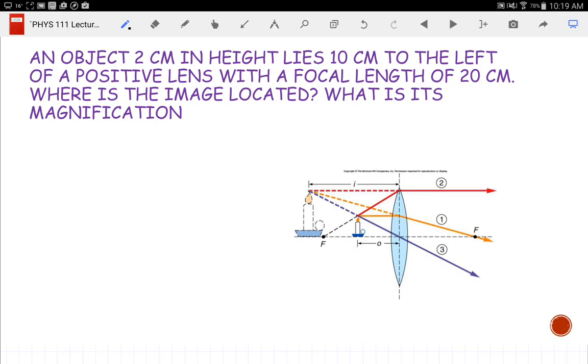Okay, this is not a clicker question. This is just to work out the problem. An object 2 centimeters in height lies 10 centimeters to the left of a positive lens. What does it mean to be a positive lens? Converging. With a focal length of 20 centimeters. Where's the image and what is its magnification? So how am I going to solve this? I could do it graphically, but I'm a lot more comfortable using d_i instead of ray diagrams.